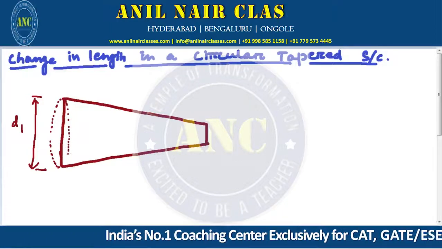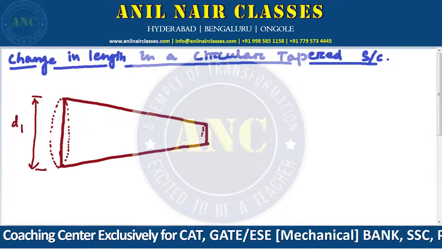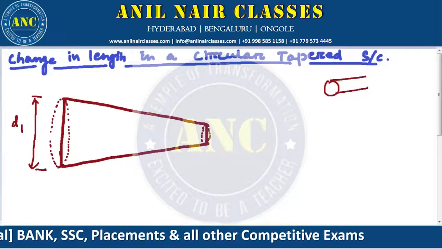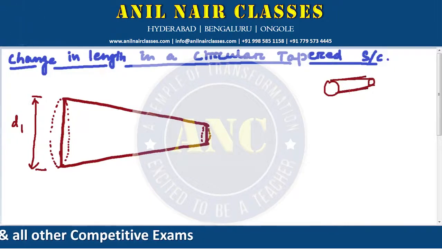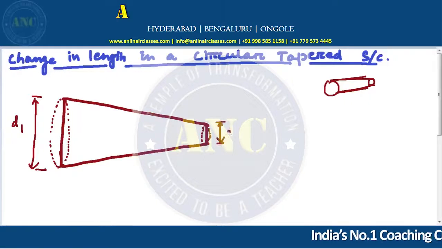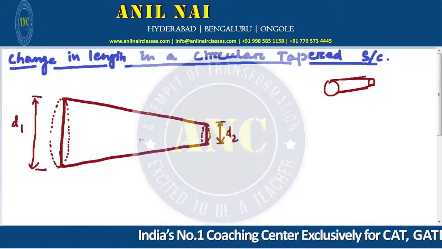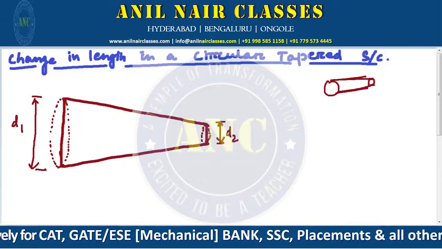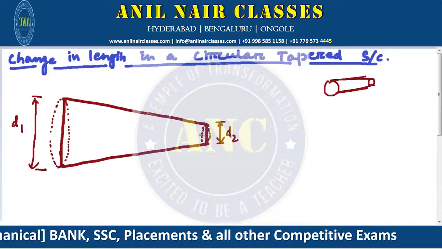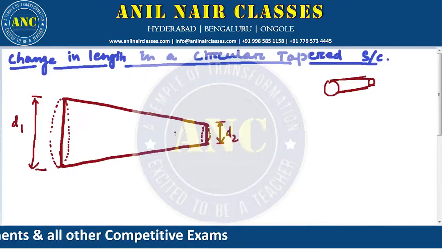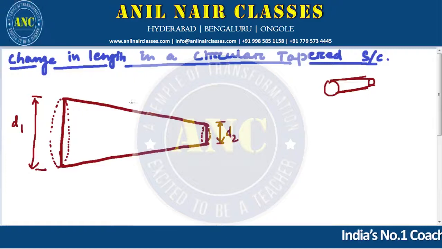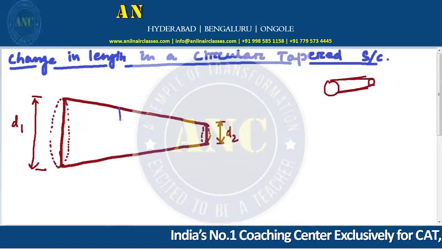Okay, this is circular basically. Say this is D2. A tapered circular section where one end, that is the higher end, I have named as D1, and the lower end I have named D2. Now to find the change in length in the tapered section, what I'll do is I will take a section.